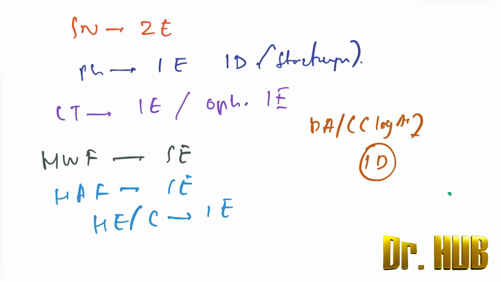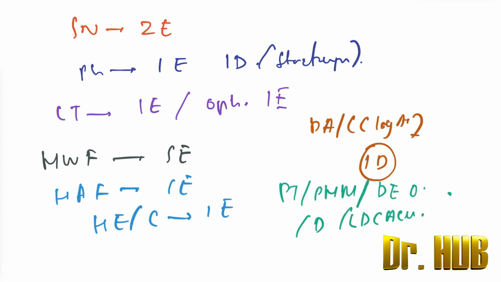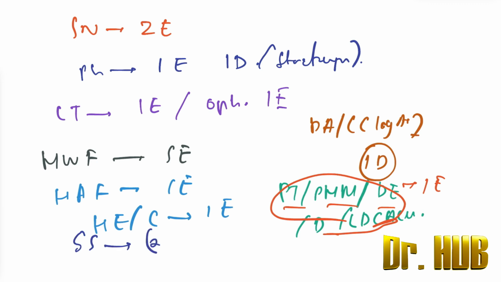And then when you look at the physiotherapist, the public health manager, the data entry operator, the dresser as well as the LDC accountant, all this is going to be, except the dresser, so there is no dresser, there is a physiotherapist, public health manager, then the data entry operator and the LDC. So all this is going to be 1E. And the sanitation staff here will be 2E.